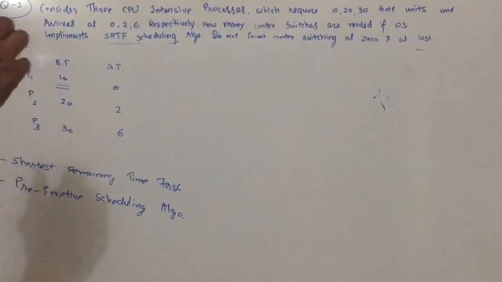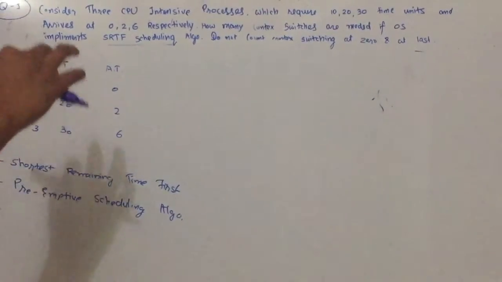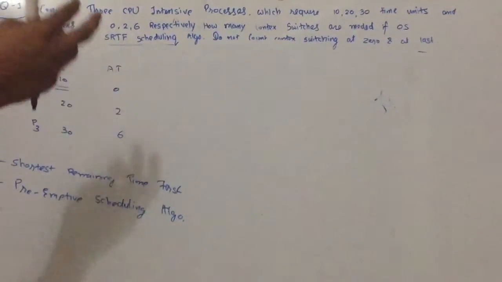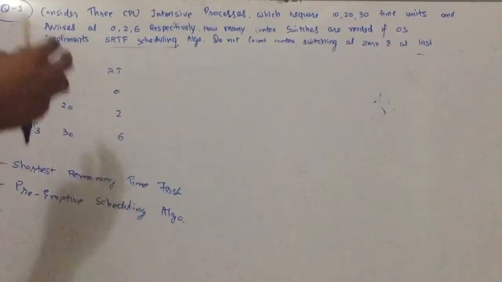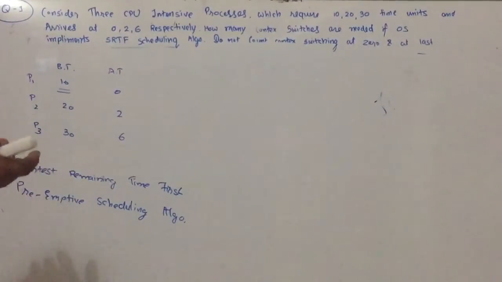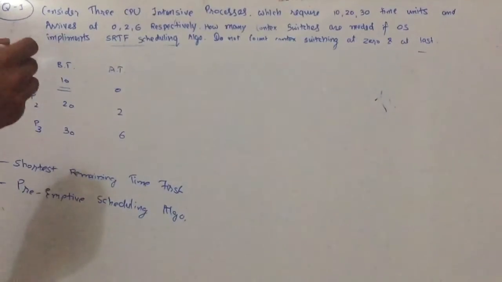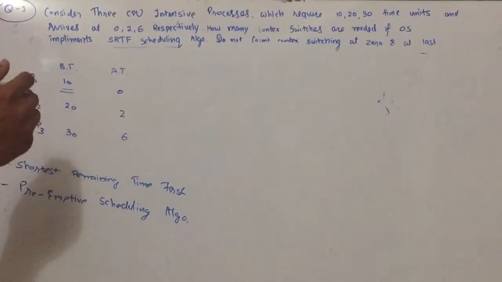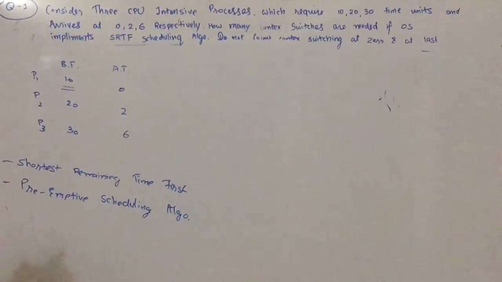And what is context switching? When the CPU moves from one process to another process, that process may go from the running state to the waiting state or the running state to the blocked state, and another process is scheduled on the CPU. That is called context switching. So we need to count the number of context switches in the SRTF scheduling algorithm for the given data. So let's start.